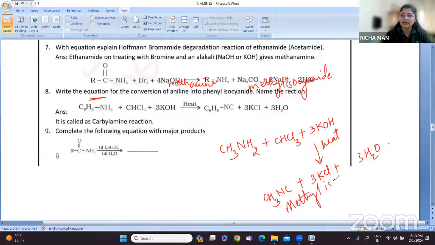Okay, so methyl isocyanide. Is it clear? Yes. Is the carbylamine reaction clear, students? Is it clear? So, Hoffmann bromamide degradation reaction. Okay, please study with these examples.